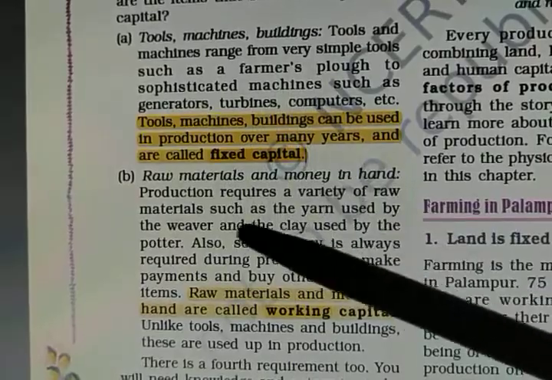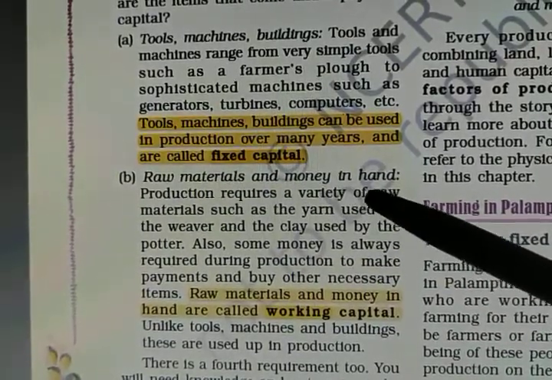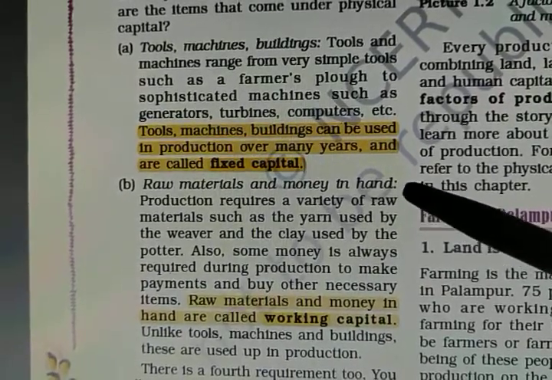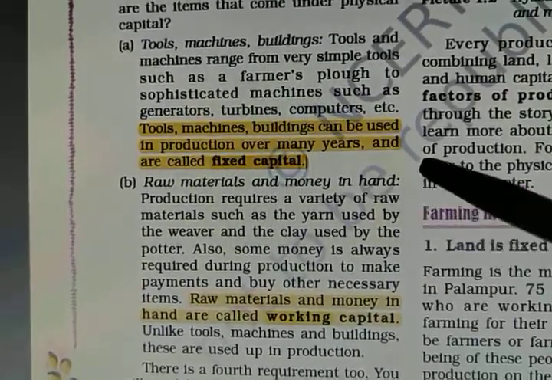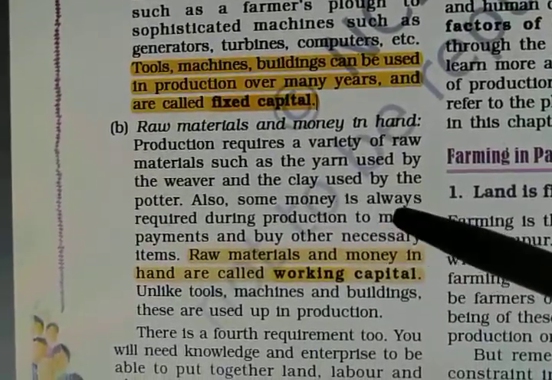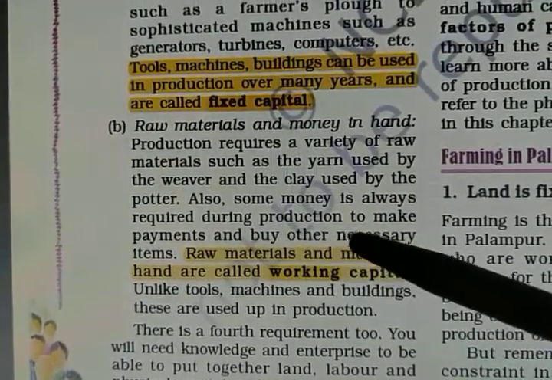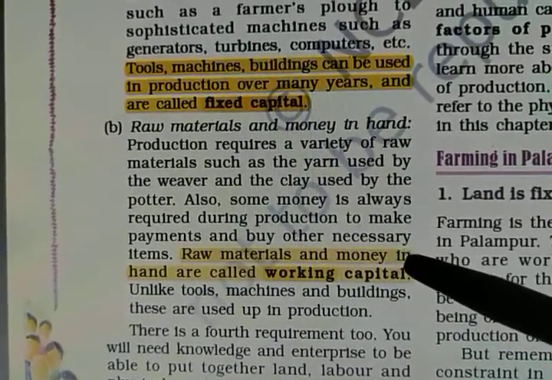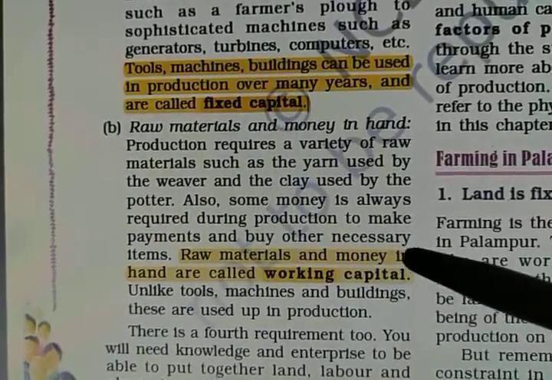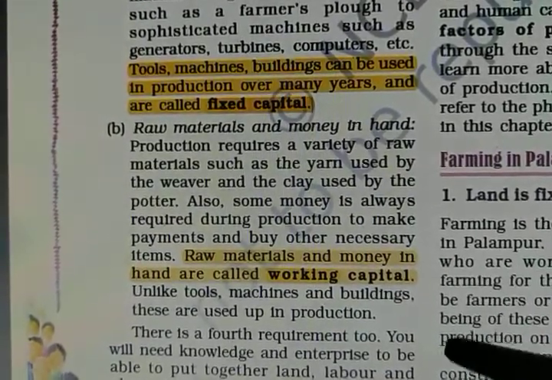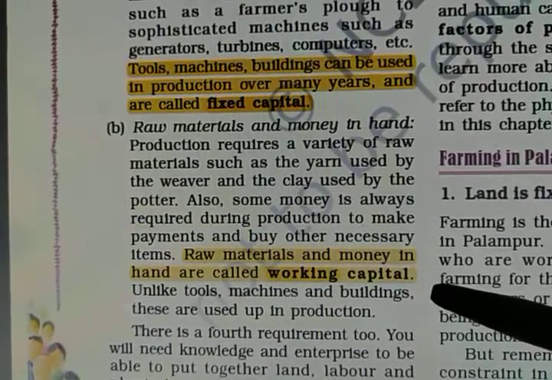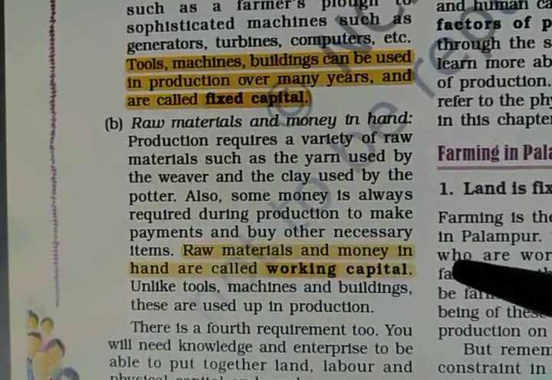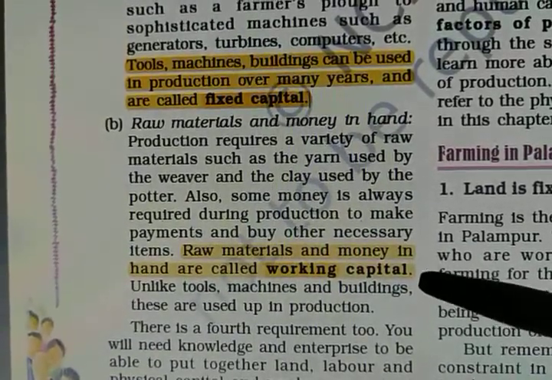But the other one, raw material and money in hand, is the working capital. So what is the working capital? It means some money is always required during production to make payments and buy other necessary items. Raw materials and money in hand are called working capital. If we don't have the money or the seeds, how can we go on with production?